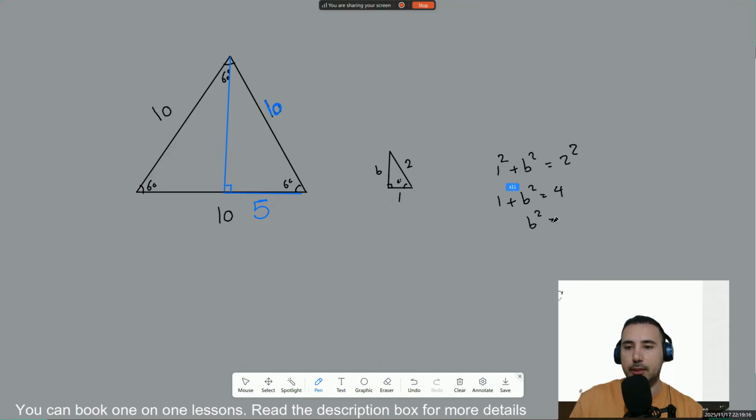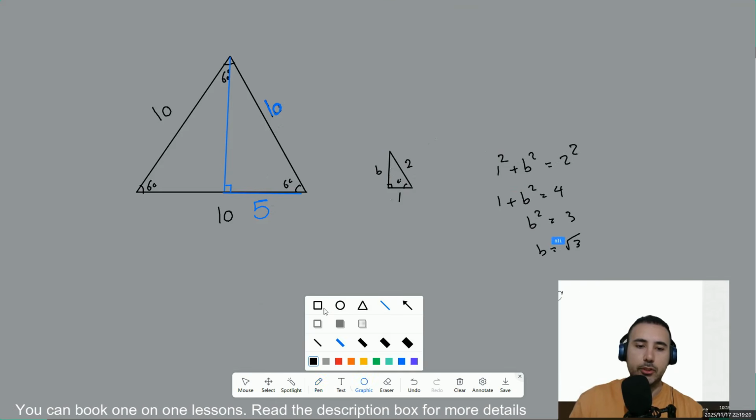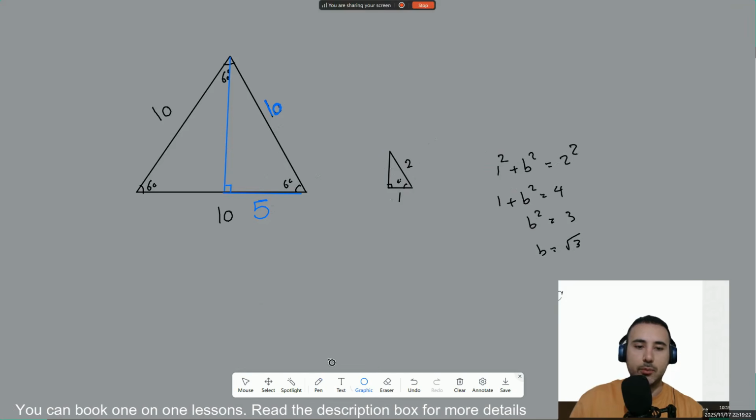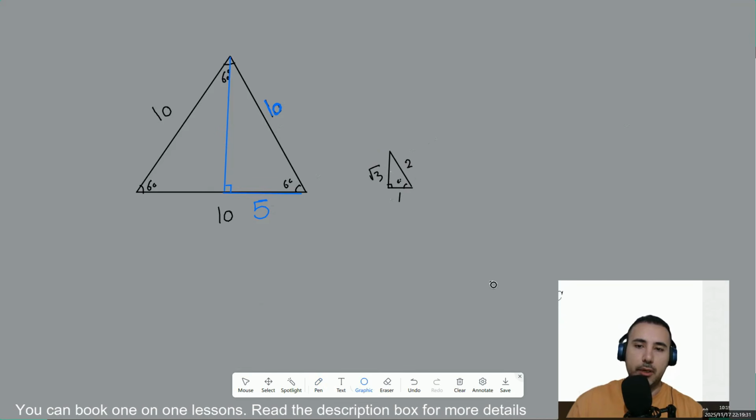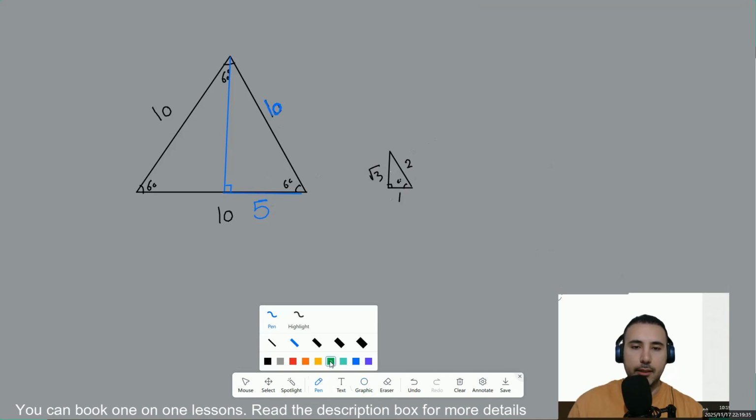B squared is equal to 3. So b is going to be root 3. There you have it. So look, we're going to have this one is equal to root 3, 1, root 3, 2. Remember this forever because you're going to need this over and over and over, right? So in all parts of math in the future, school math, competition math, everywhere.